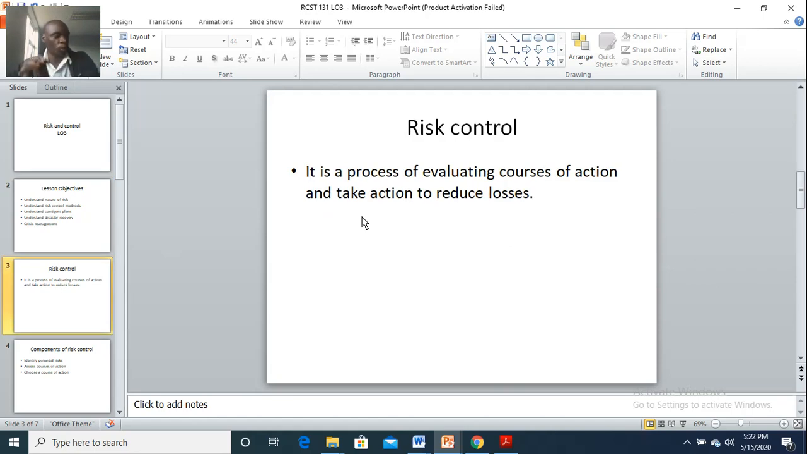When we are controlling, like I said, risk management is just management like other management. So there is control. In control, we are evaluating the courses of action available. Then we take action to reduce the loss. So we'll be having different ways of dealing with risk, but which one is the best? That is what we mean by risk control.